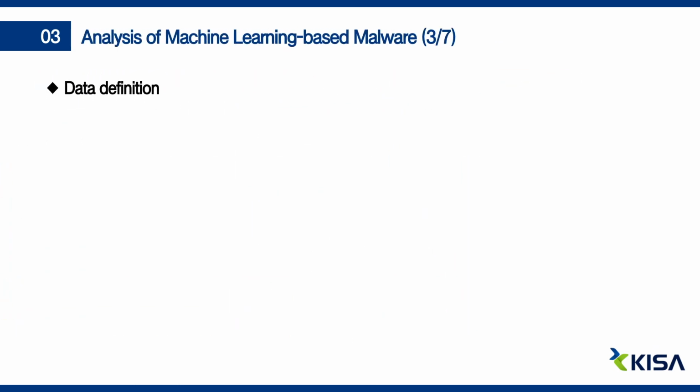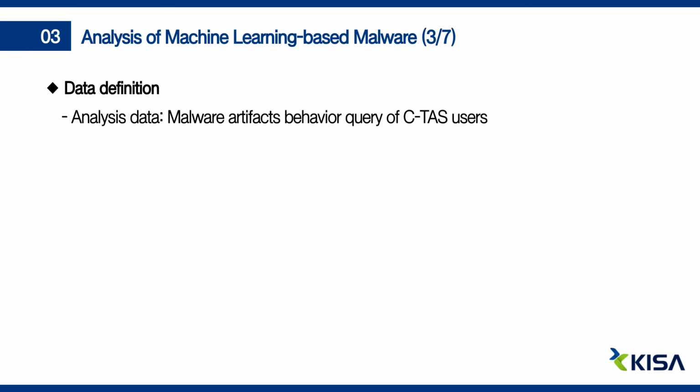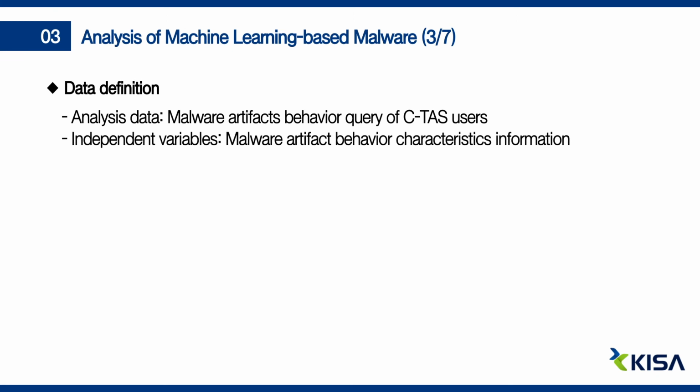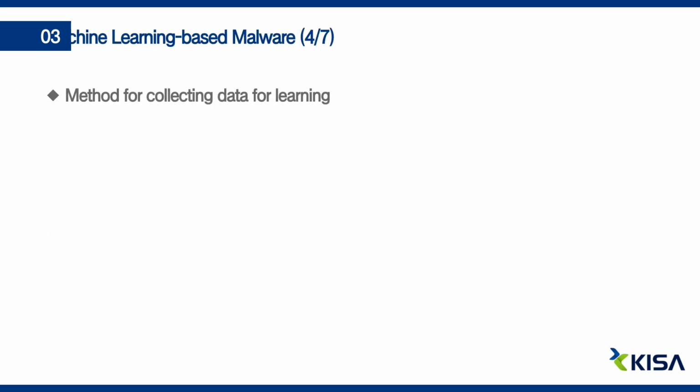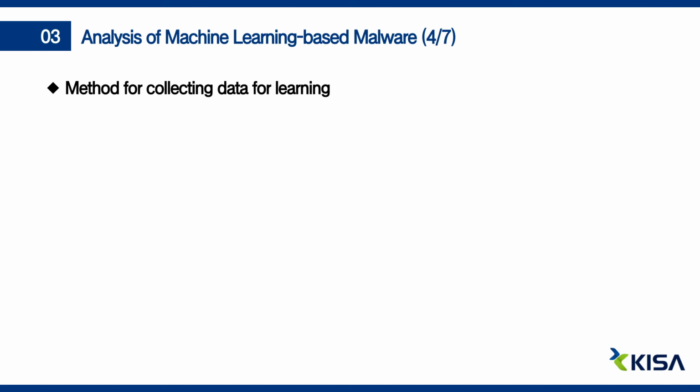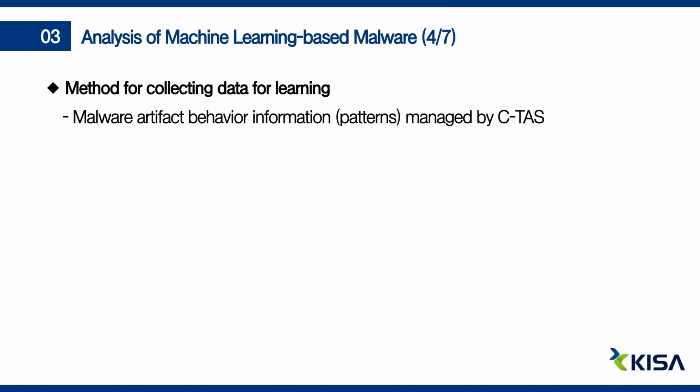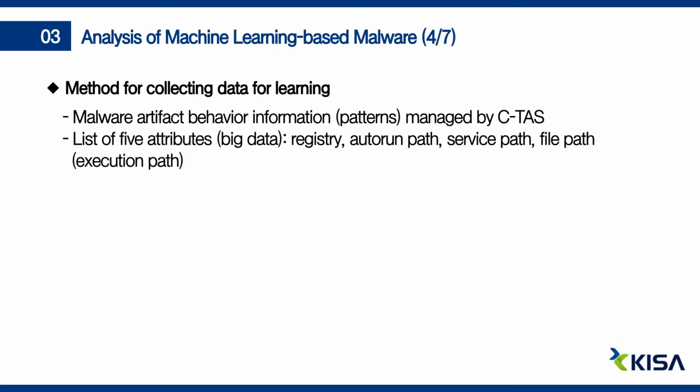In data definition, analysis data is malware artifact behavior query of CTAS users. Independent variables are malware artifact behavior characteristics information. Learning result is malware artifact behavior pattern. This table shows an example of data for learning. This is a method for collecting data for learning. The collecting data is malware artifact behavior information. The data has 5 attributes: registry, auto-run path, service path, file path, execution path.